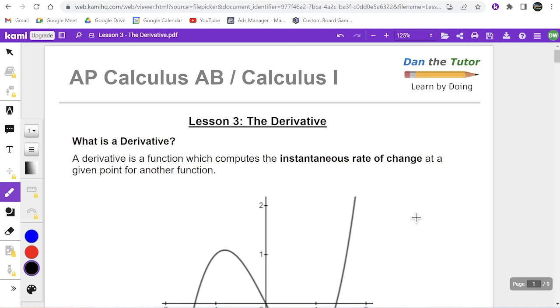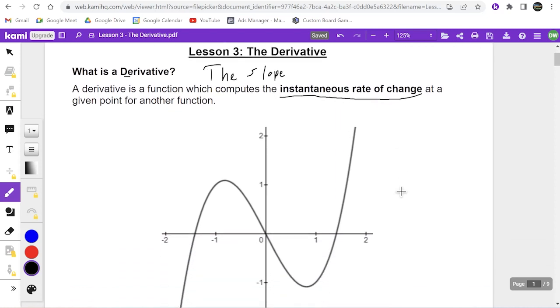Anyways, we have lesson 3, the derivative, which means we have to talk about what is a derivative. And the very first thing we need to say is it's the slope. That's all a derivative is. It's slope. It's the slope anywhere on a graph. You can also say it's an instantaneous rate of change, and we'll talk about that more later. But for right now, I just want you to think of a derivative as the slope.